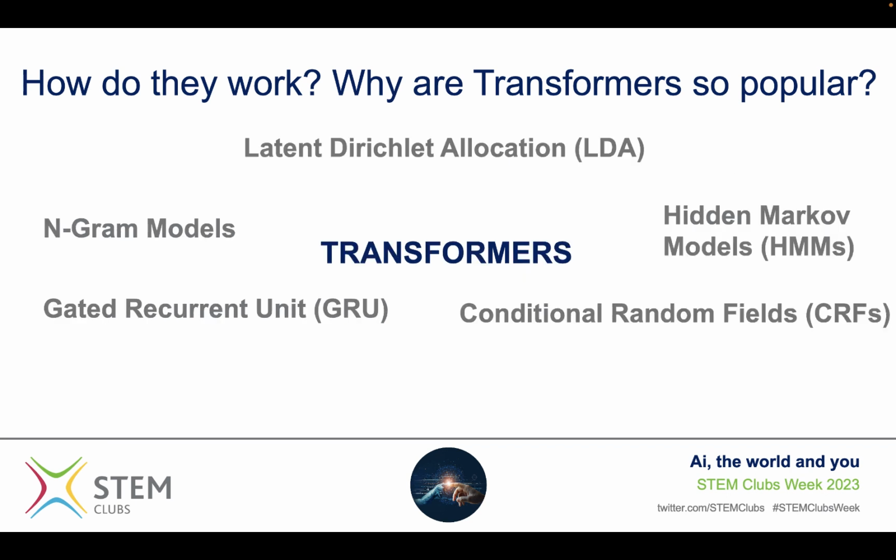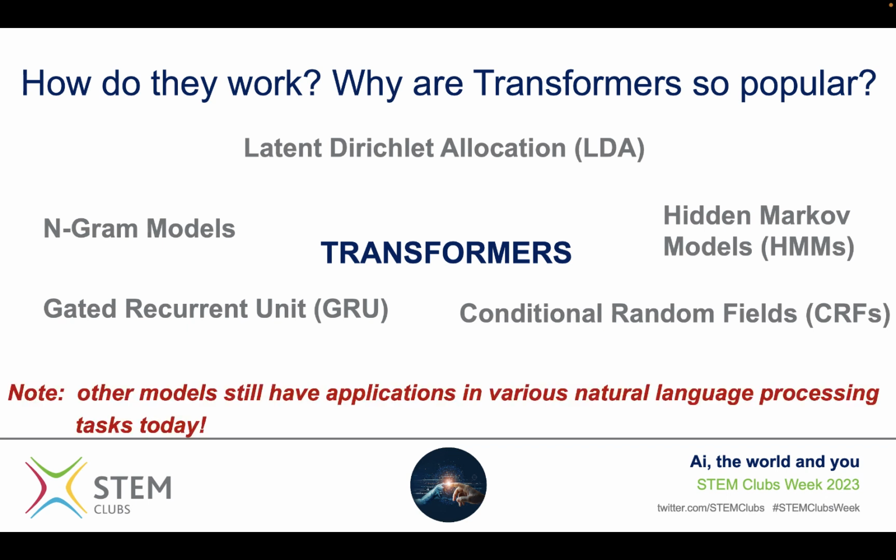Before transformers came along, it's important to note that there's a host of other models that were used, like gated recurrent units (GRUs), LDAs, or conditional random fields. Those models still have applications in various NLP tasks today. So they're still very heavily used in particular applications.